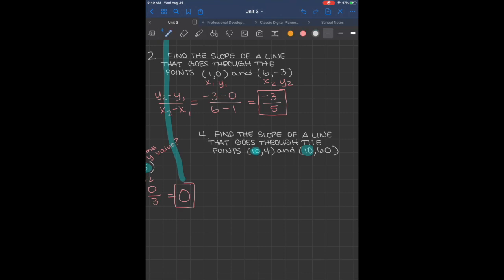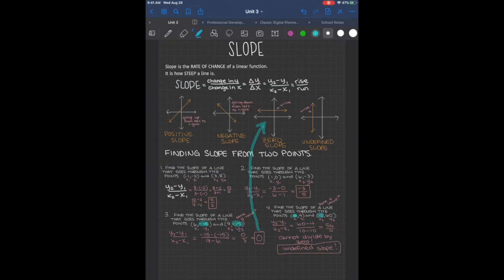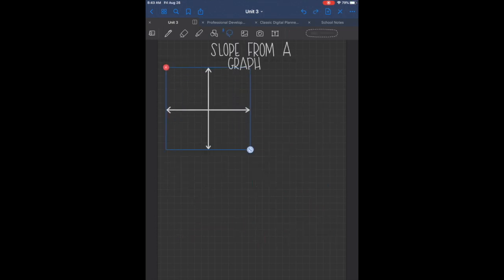For number 4, we're going to have 2 of the same x values. So when the x values are the same, when we plug them into the equation, we would have to divide by 0 because, like, 10 minus 10 is going to give us 0 on the denominator. And that's going to give us an undefined slope because you cannot divide by 0. And therefore, it's not a function. So if you can't have the slope, then it's not a function. And it's going to look like the vertical line that we graphed up top, which is an x equals line.